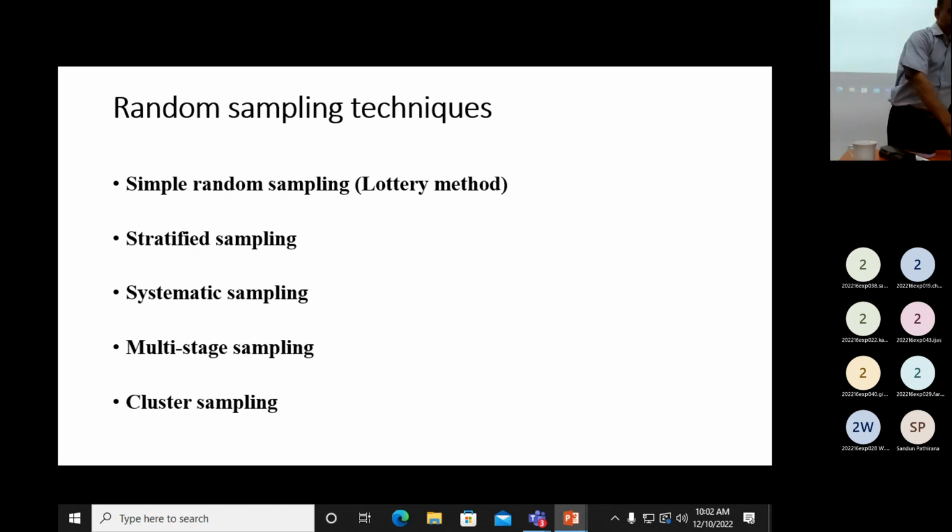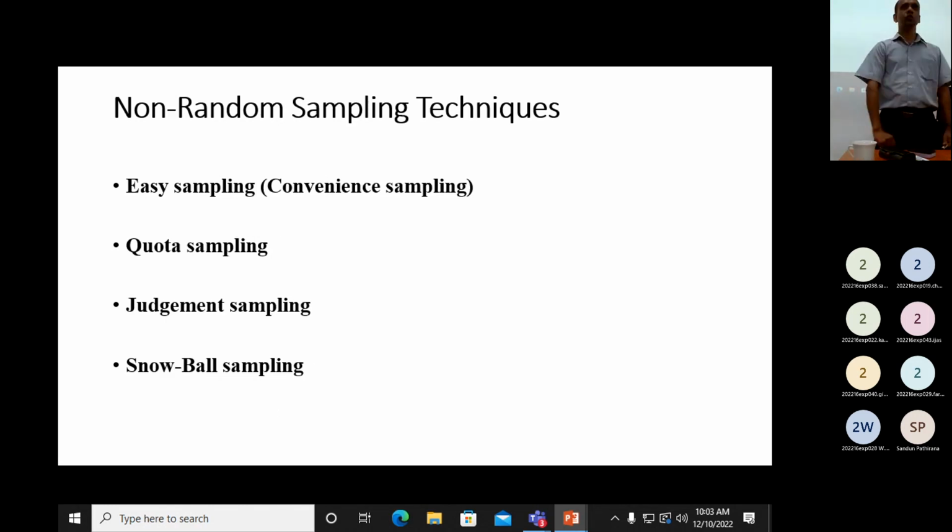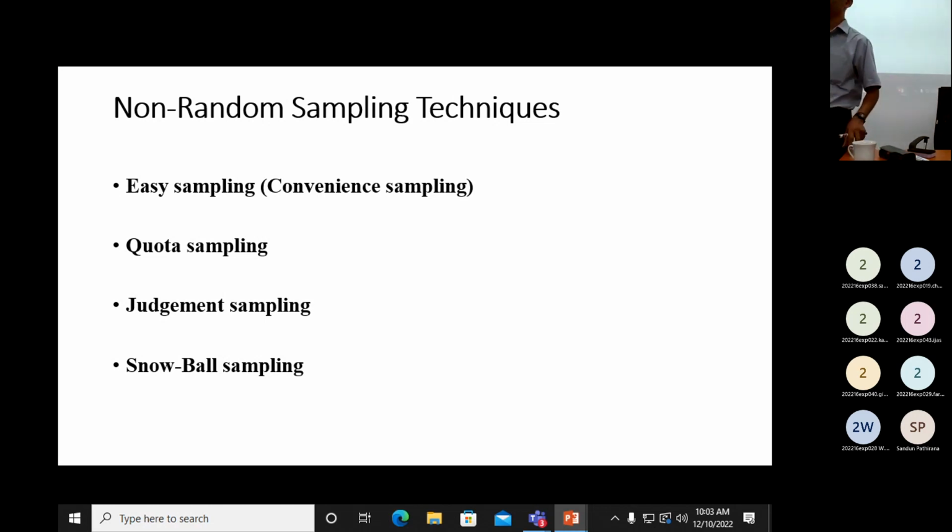Right, these are the random sampling techniques. We want to move to non-random sampling techniques. At 10 we take non-random, and at 10:30 you take a break. Non-random sampling techniques. As the probability is not included, we say non-random sampling techniques. Right, the first one is easy sampling, or convenient sampling. Easy sampling.